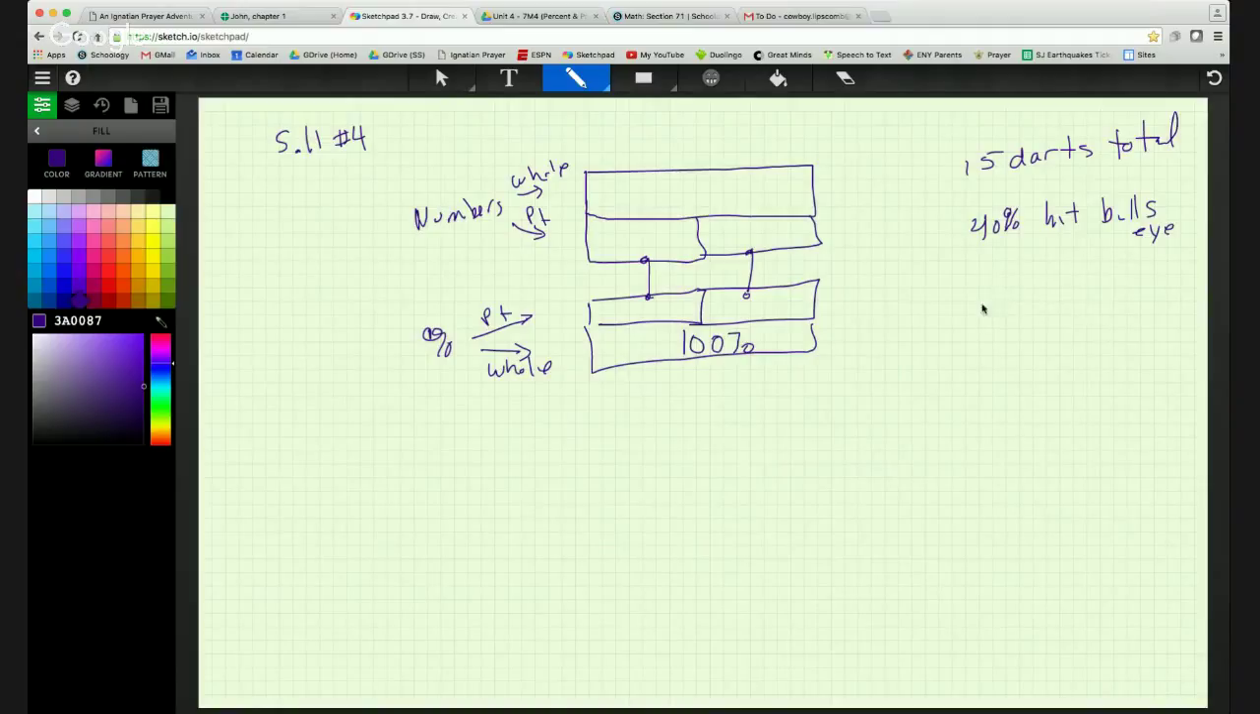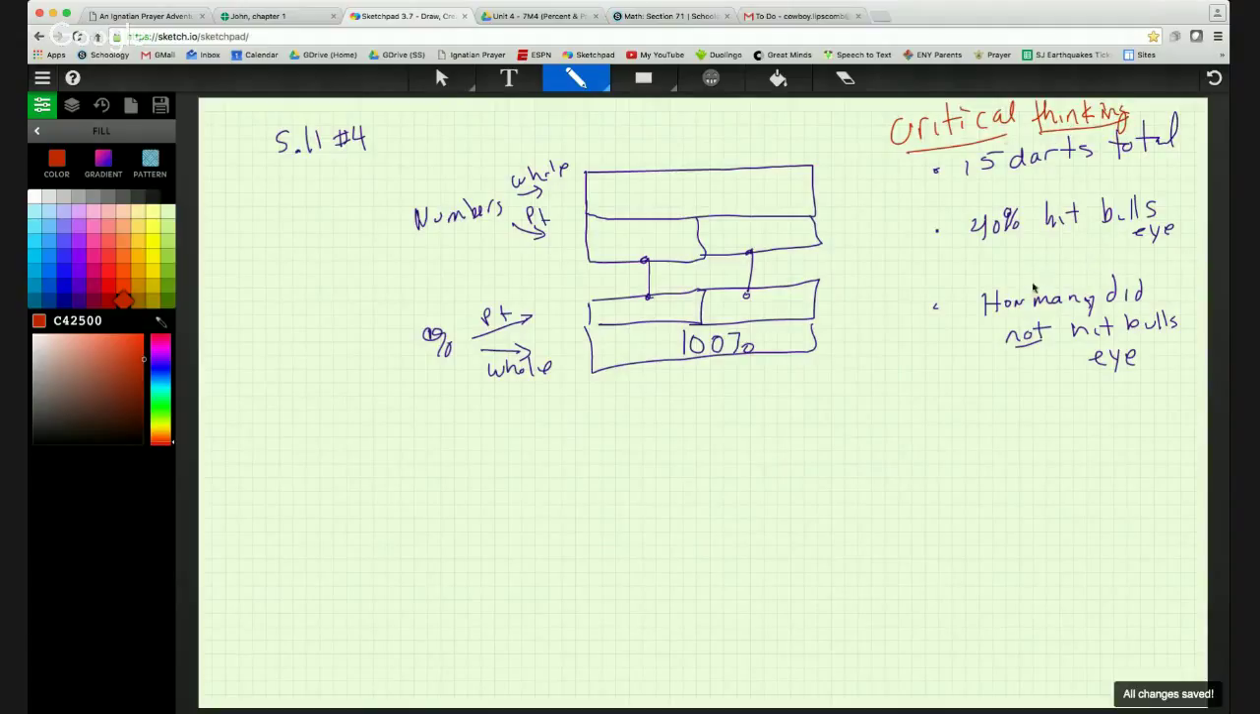And we want to know how many did not hit the bullseye. So we have to think about what we're doing here. Here we have to use what they call critical thinking. I can't tell you how to do it, I can only give you examples. Critical thinking is built by you as you do more and more problems.